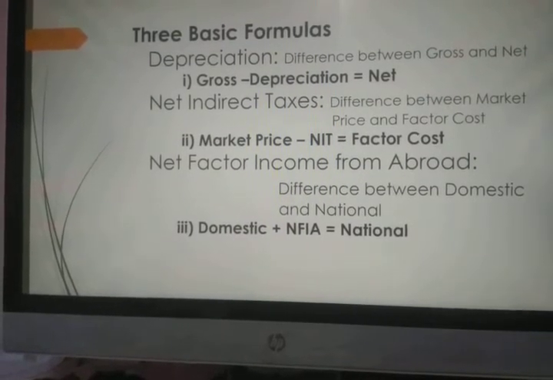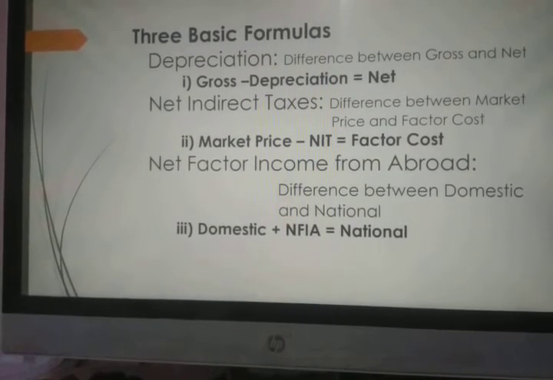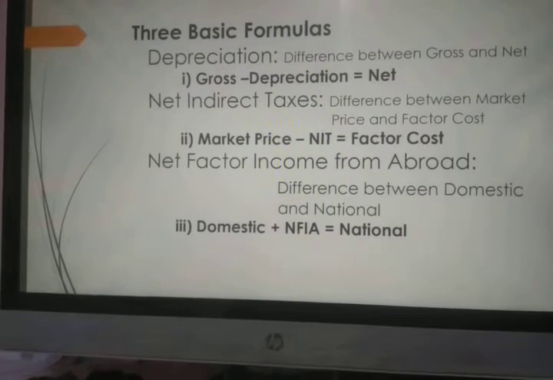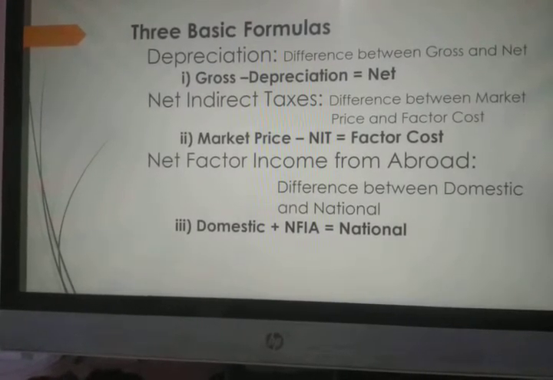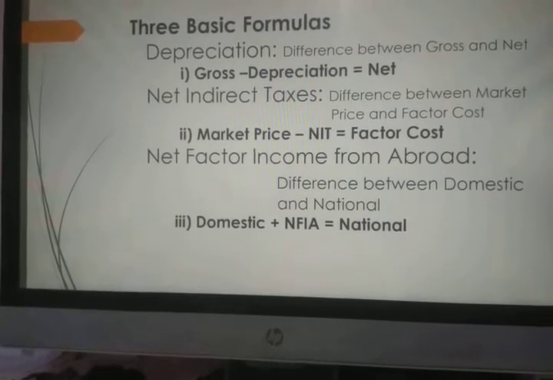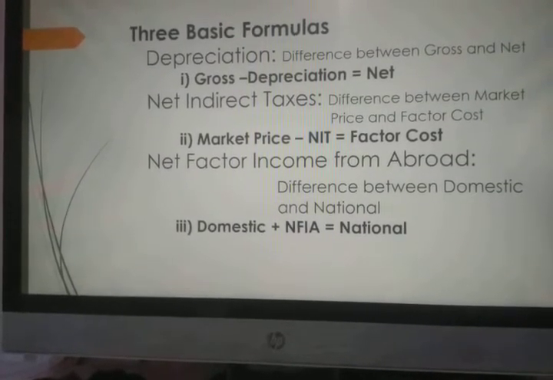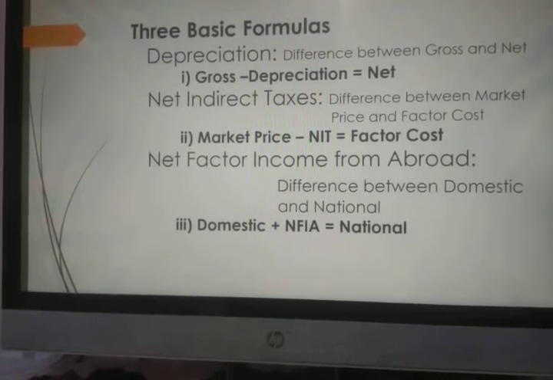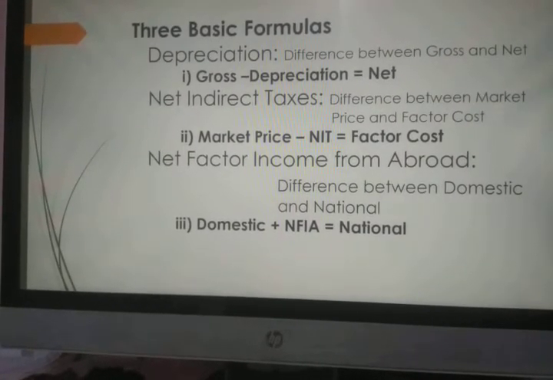Now what is this NIT? NIT is basically the difference between indirect tax and subsidies. Indirect tax is actually the payment made by the producers to the government in the form of tax, whereas subsidies are the expenditures made by the government and it is the receipt of the producer.